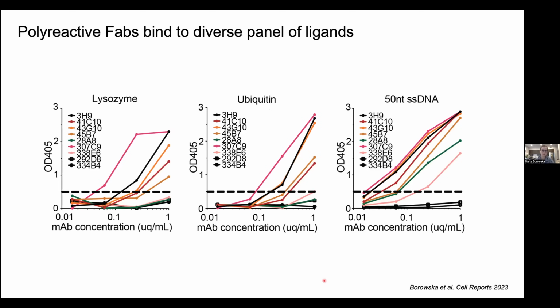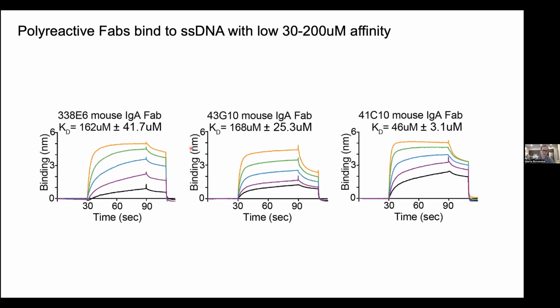In order to study other molecules that would be better targets for crystallization studies, we expanded these panels toward other targets like lysozyme, ubiquitin, and some pieces of single-stranded DNA. We observed for all of these polyreactive antibodies a similar level of binding for these new ligands as for the previous panel.